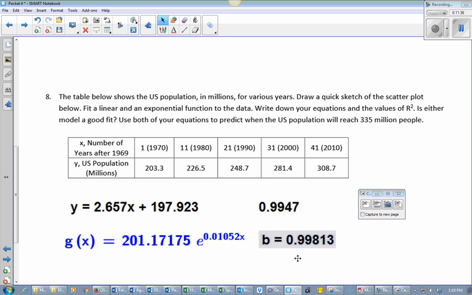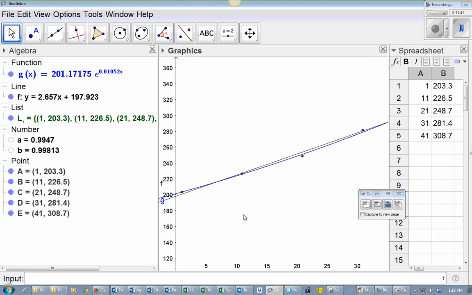All right. So is either model a good fit? They're both a good fit, definitely. And it's really hard to know which one is better. The exponential is a teeny bit better, but linear is a simpler model. So based on this picture, I wouldn't choose one over the other.